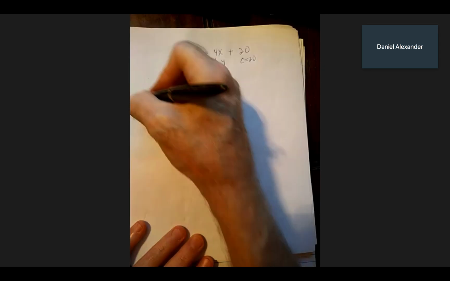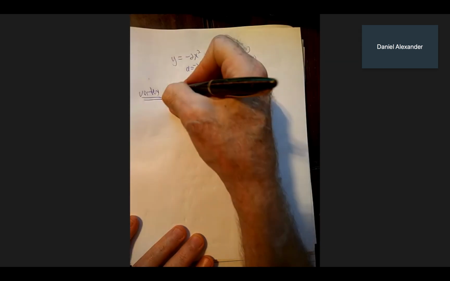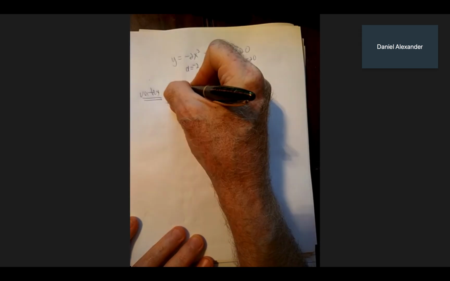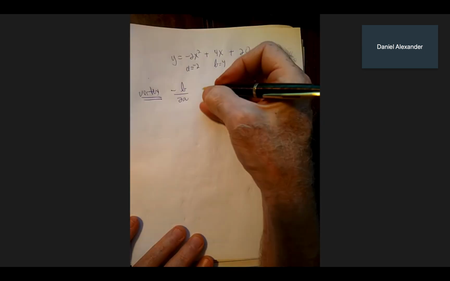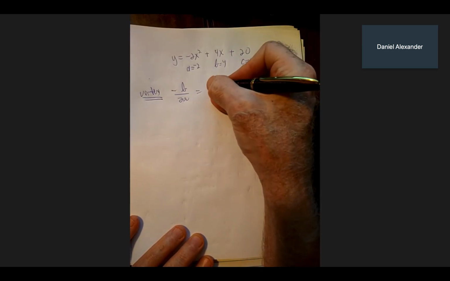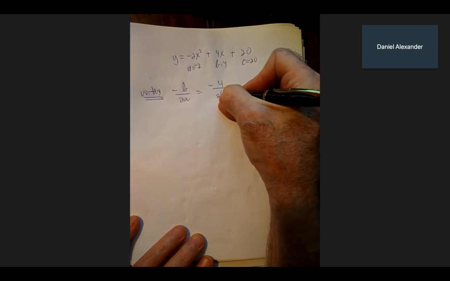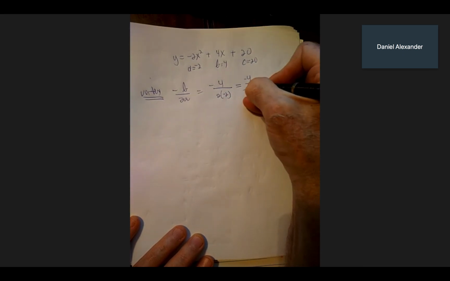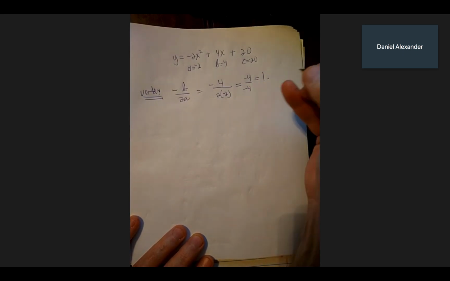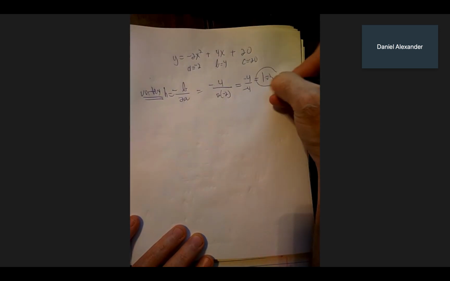Okay, so our vertex, we'll see what changes here, h is going to be equal to minus b over 2a. So that's going to be minus 4 over, a is minus 2, so minus 4. So we're going to get minus 4 over minus 4 is 1. That's our h. That's the x-coordinate of the vertex.